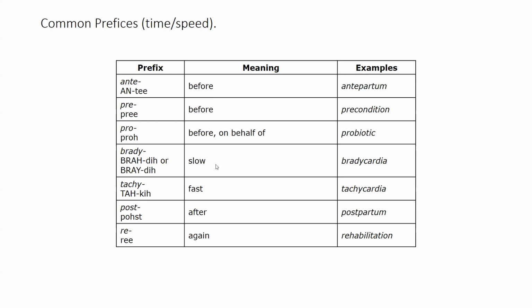Brady means slow, so bradycardia is a condition of a slow heart. Tachy means fast, so tachycardia is a condition of a fast heart. Post means after, so postpartum means after having given birth. Re means again, so rehabilitation. Habil refers to a healthy, normal condition. So rehab is getting you back to being normal and healthy.